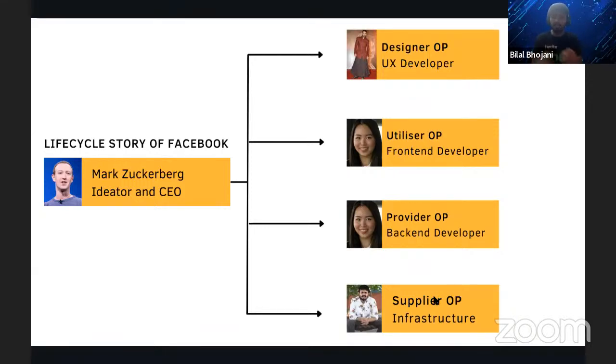Once this product is ready by designer, utilizer, and provider OP, all this application will be bundled and given to the supplier. So what this supplier will do, he or she will deploy the website on the server, or when we are talking about apps, deploy it on your Play Store. So that's how the life cycle of a product works.